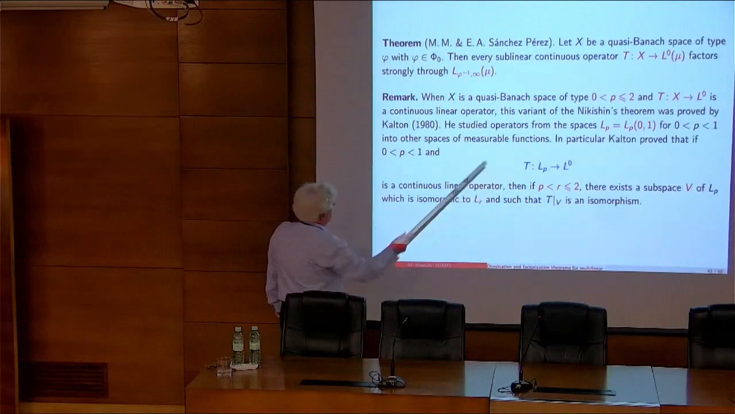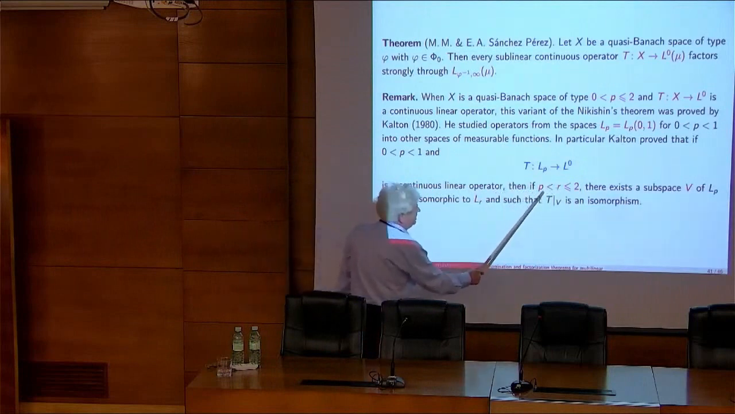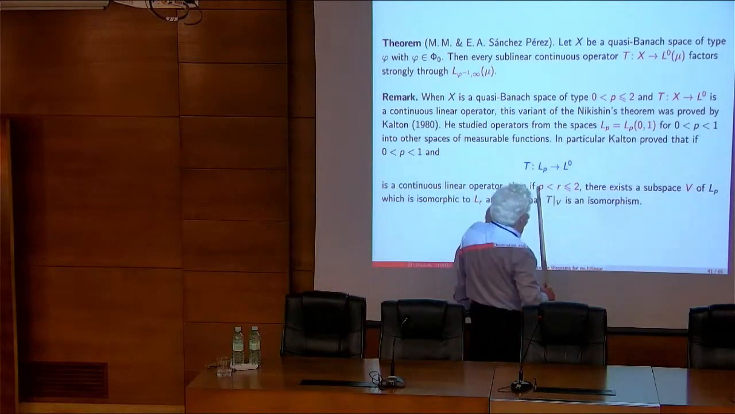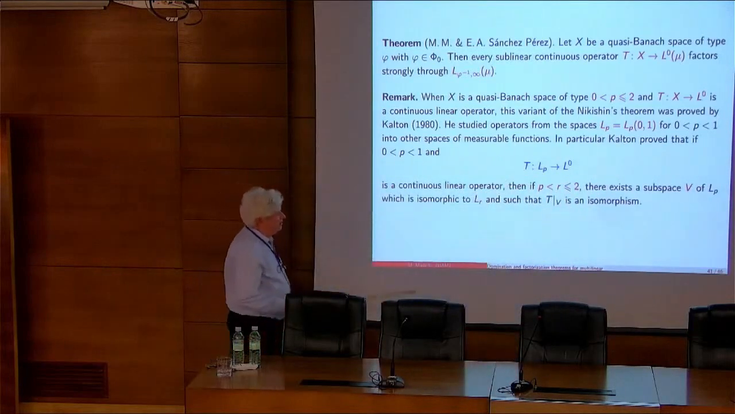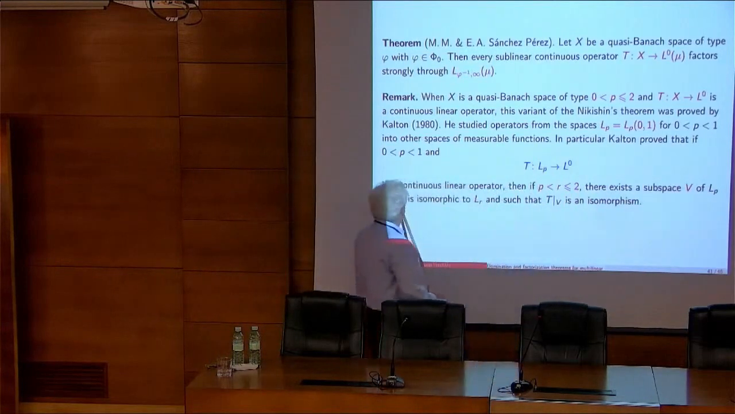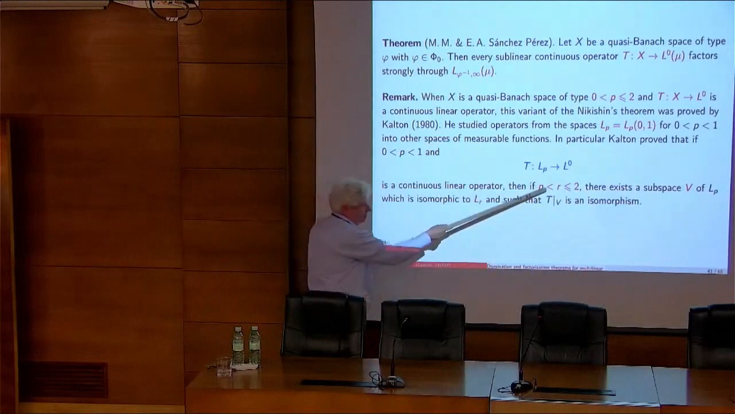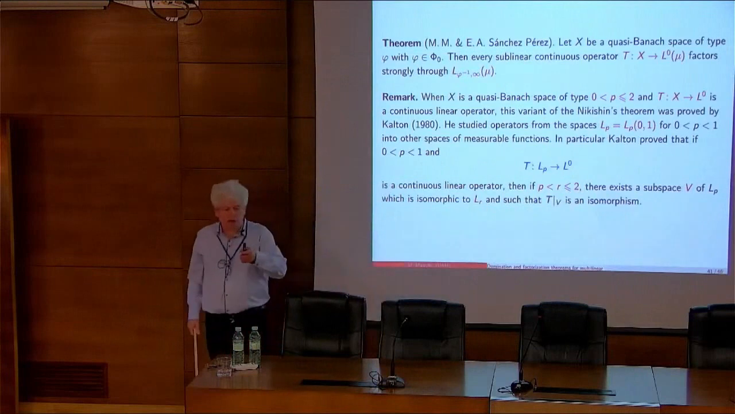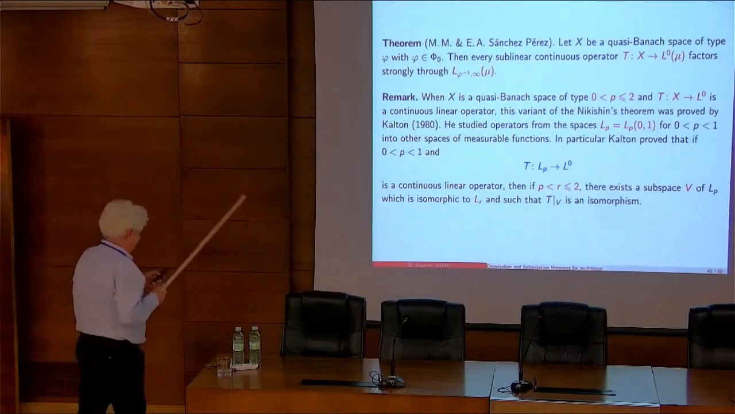And in particular, he proved the following result. Whenever T is continuous from LP to L0, and you take r between 2 and bigger than this given p, which is from the interval (0,1), there is a subspace V of LP which is isomorphic to this LR. He used his variant of Nikishin to prove this.